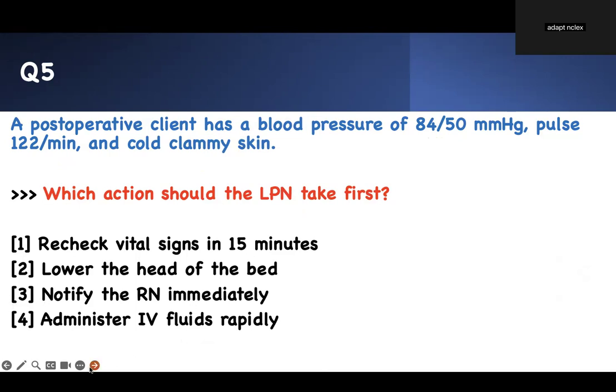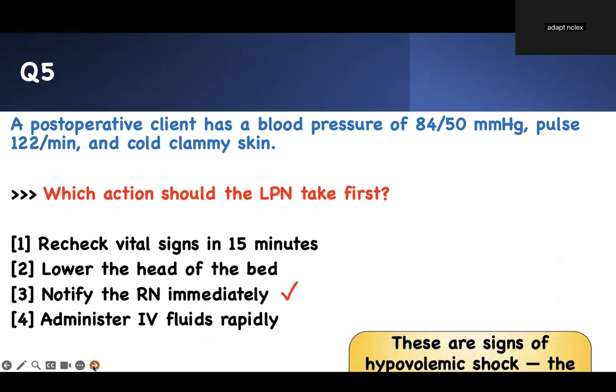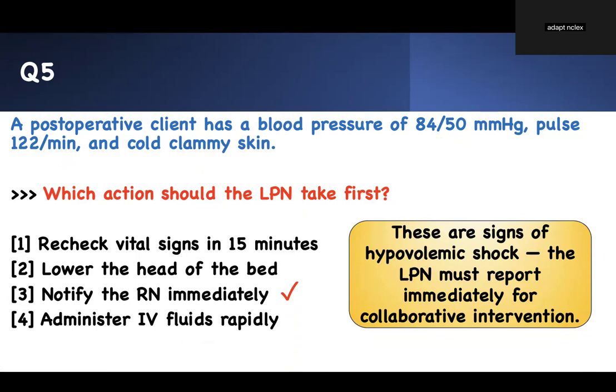Rechecking the vitals, you think is the right thing? I can tell you the right answer is notifying the RN. Because the patient is in what? Shock. If the patient is in shock, rechecking vitals in 15 minutes, you're running out of time. Therefore, that is not the right answer. Lowering the head of the bed, you're doing something that is not going to improve the pressure anyway.